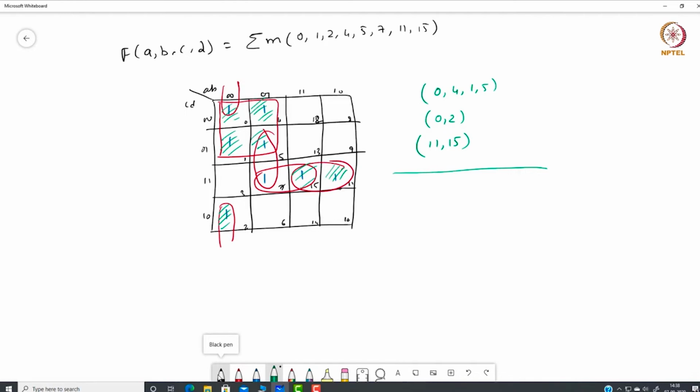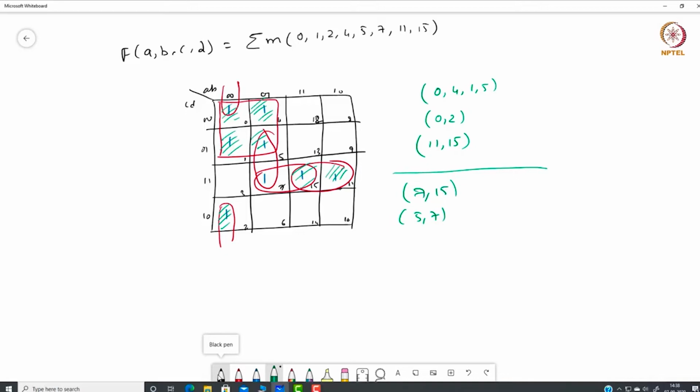Now there are two prime implicants. One is 7 and 15. The other one is 5 and 7. So these are the two prime implicants which are covering this minterm 7. We have to choose one of them to make our expression complete.